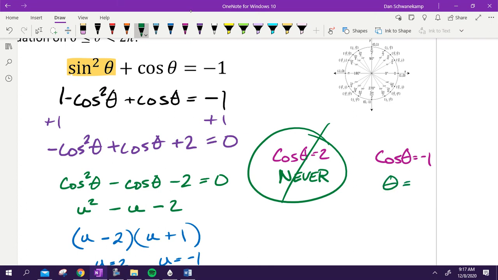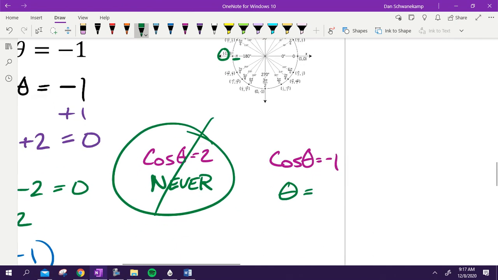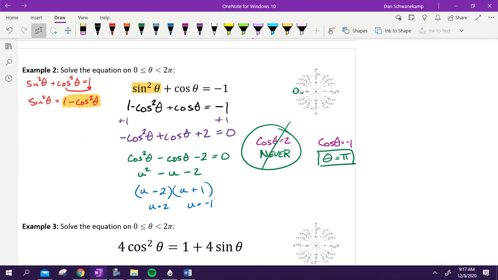At pi. Boom, there's my unit circle. That's when my x is -1 out there at pi. So my other answer and my only answer here is pi. That is the only time that statement is going to be true. Again, if you don't believe what we just did, plug pi in.